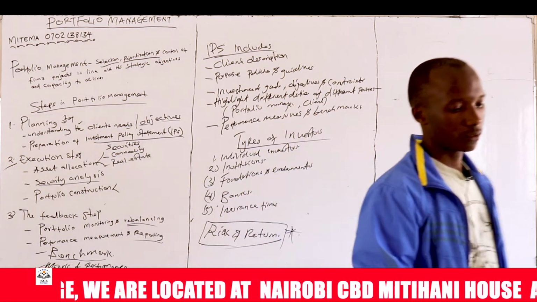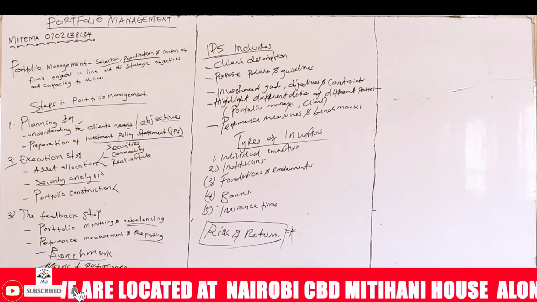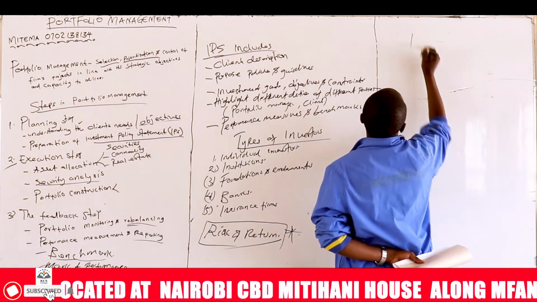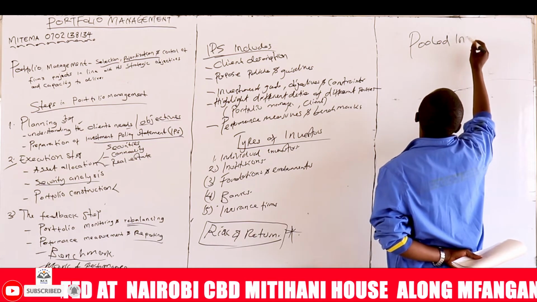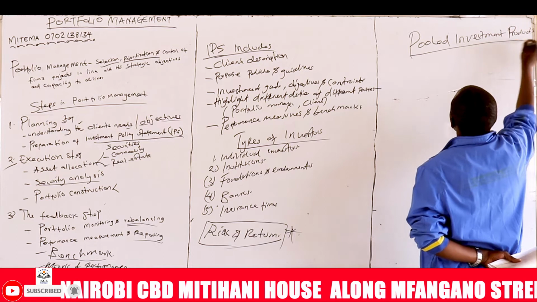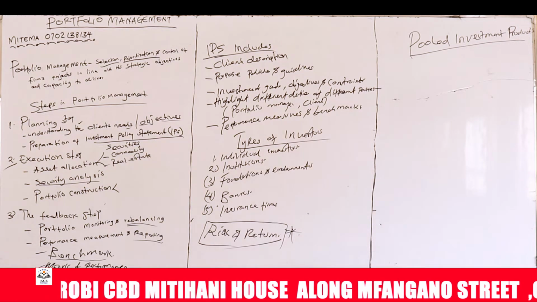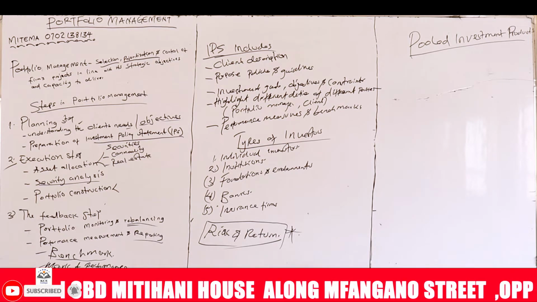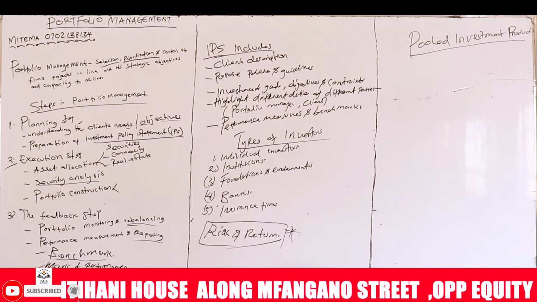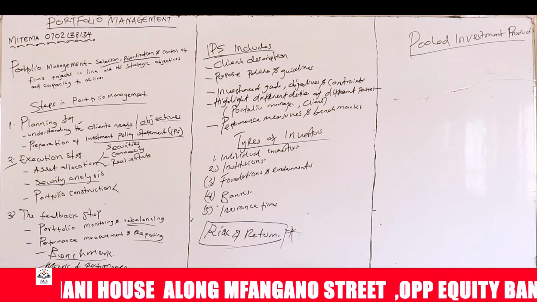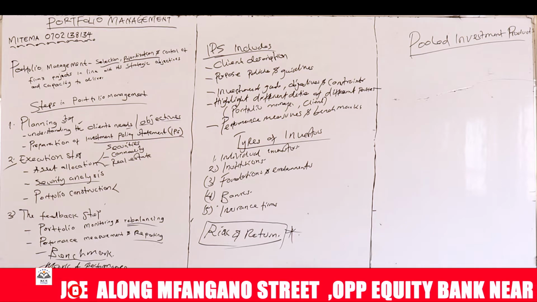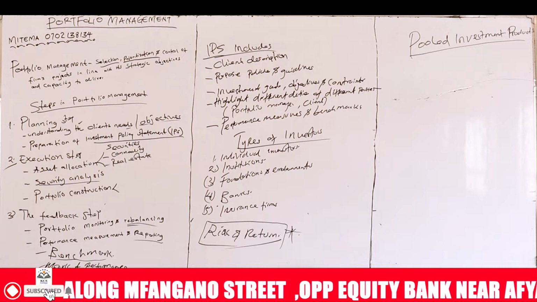Now let us look at different types of pooled investment products. Number one, we have what we call a mutual fund. A mutual fund is a pooled investment product. We have hedge funds. We have what we call hybrid or balanced funds. We have the stock traded funds, there are many. And also we have the venture capital and buyout private equity funds.